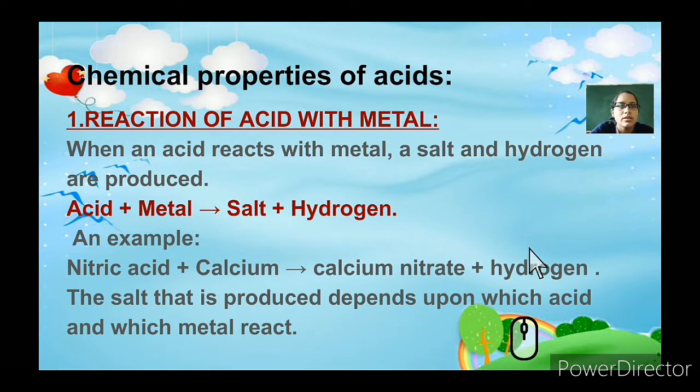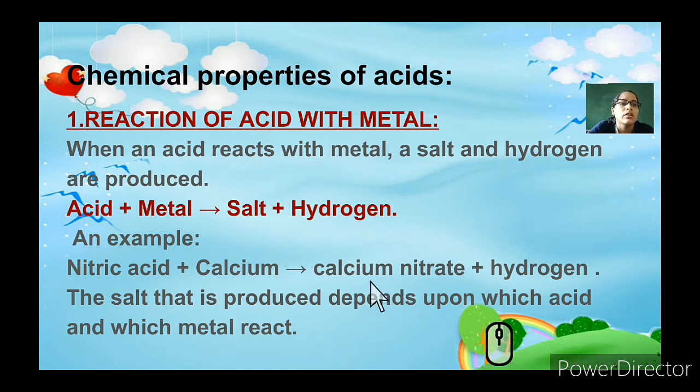So we can understand now that when an acid, here it's a general formula, this you need to keep in mind, acid plus metal. When an acid reacts with a metal it will always give rise to salt and release of hydrogen gas. Here we can take an example. Nitric acid plus calcium gives calcium nitrate, which is a salt, and release of hydrogen.